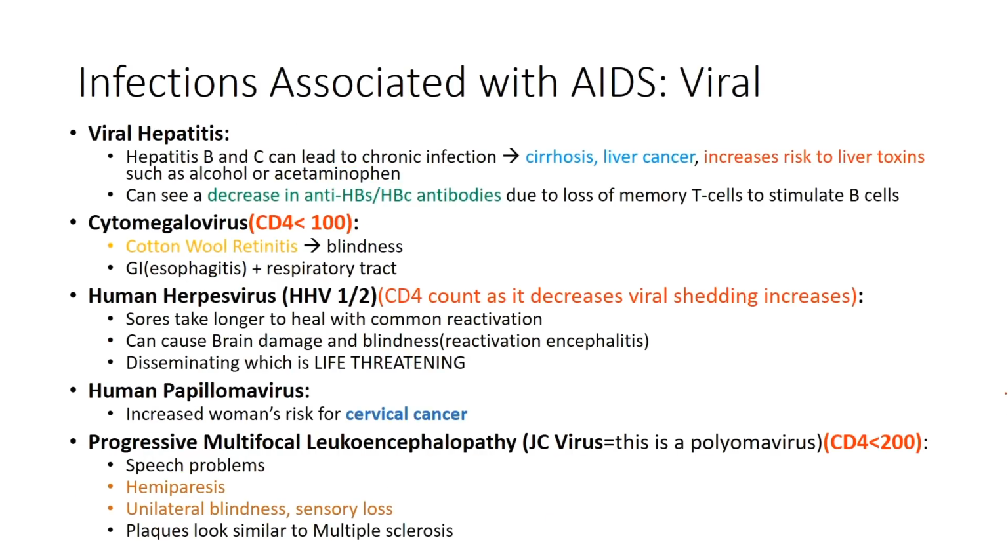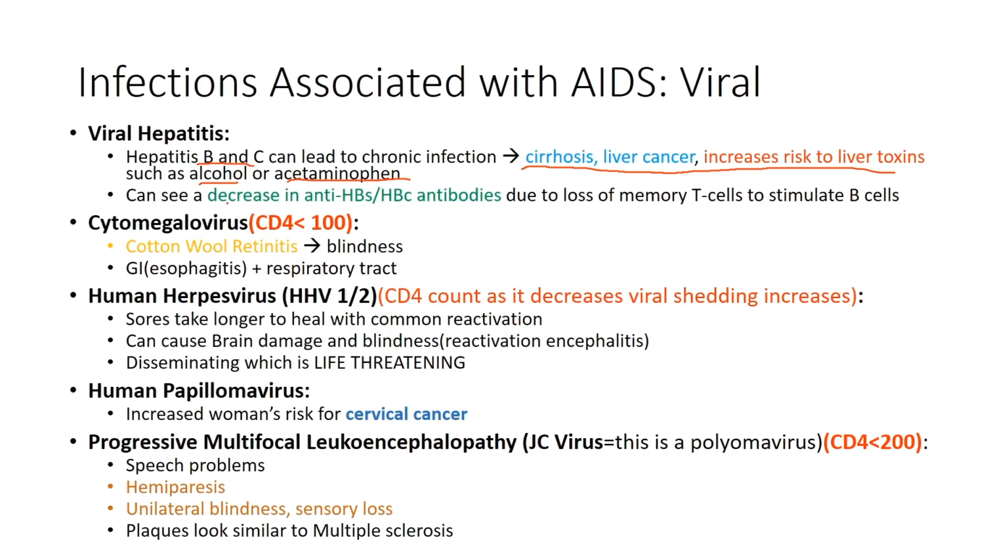So now on to our viral infections. So viral hepatitis is actually quite common among patients that have HIV/AIDS. Why? Because HIV and hepatitis B and C can be associated with IV drug use. So these are patients that are at high risk of contracting all these illnesses. And if you have hepatitis B and C and HIV, you're not going to be fighting off those infections. You're going to have chronic liver damage, liver cancer, cirrhosis, and you can have an increased risk from liver toxins such as alcohol in production of acetaldehyde and acetaminophen in production of NAPQI.